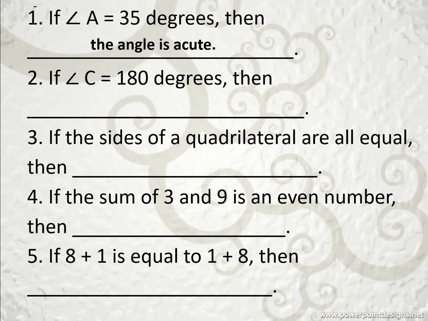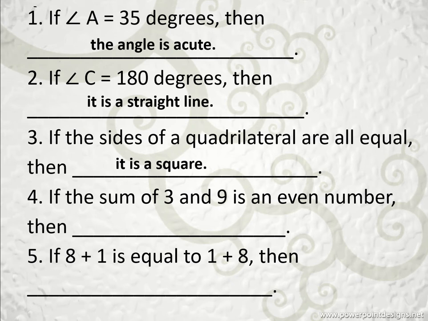Number 2. If angle C is equal to 180 degrees, then it is a straight line. A straight line has 180 degrees measure. Number 3, if the sides of a quadrilateral are all equal, when we say quadrilateral, it is a four-sided polygon, then it is a square, right? Kasi yung equal sides, lahat equal sides ng apat na four-sided polygon ay tinatawag nating square.